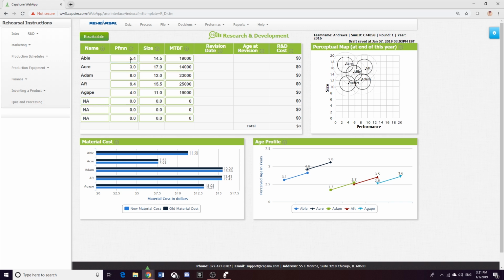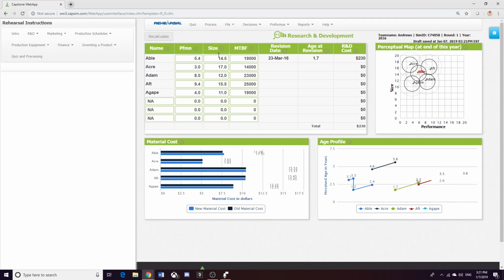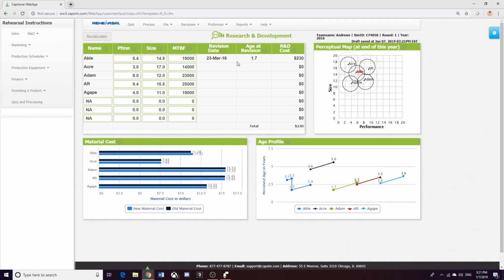So technically, what we did right now is decrease the value of our product. We made our product worse, which is not good. We shouldn't do that. But I'm doing it just to show you why we shouldn't do it. Because first, it's gonna take us some time. Look, the revision date, it's gonna take us about 3 months to revise the product.